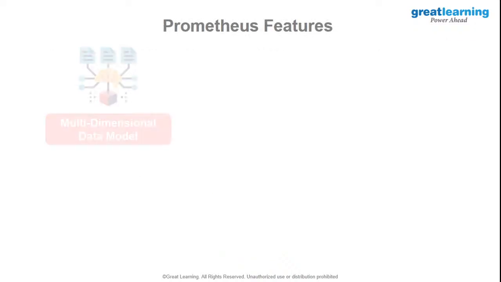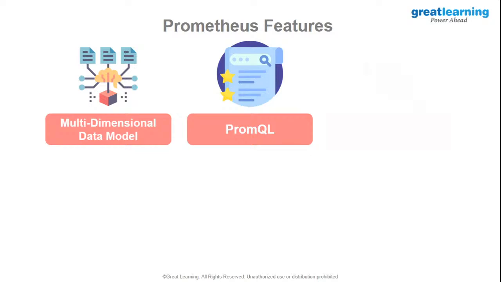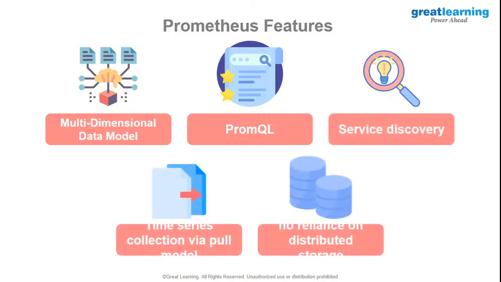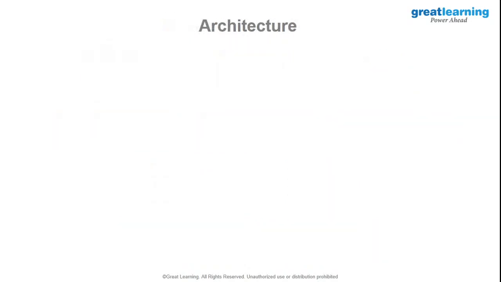Okay, let me just finish off the features. Multi-dimensional data model, PromQL, service discovery, time series collection via pull model, and no reliance on distributed storage. All right, so that's passed. The theory is gone. Now come back to architecture.